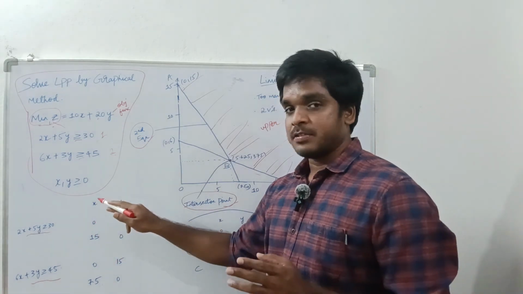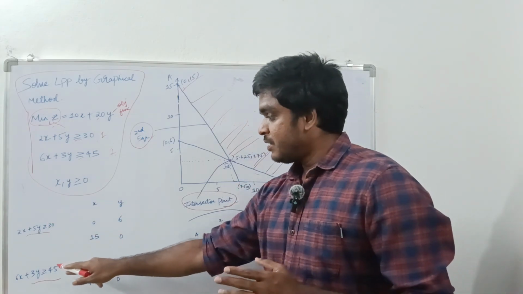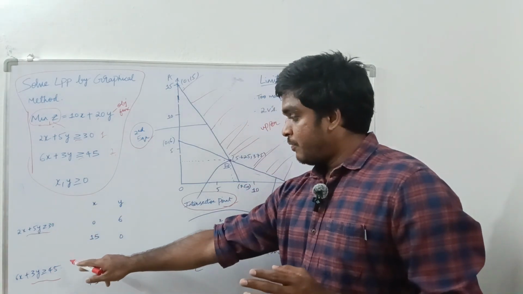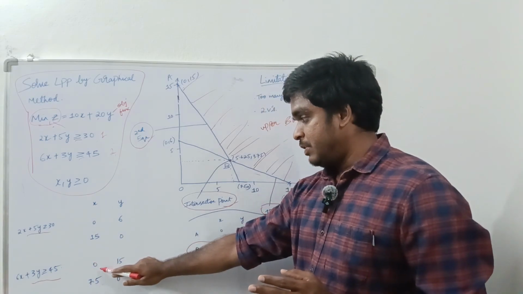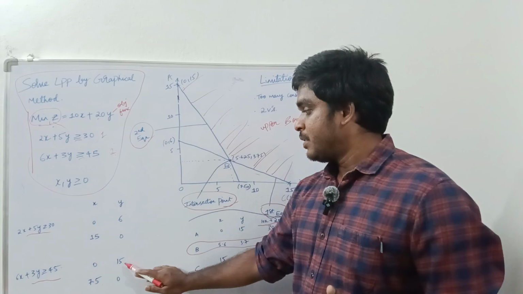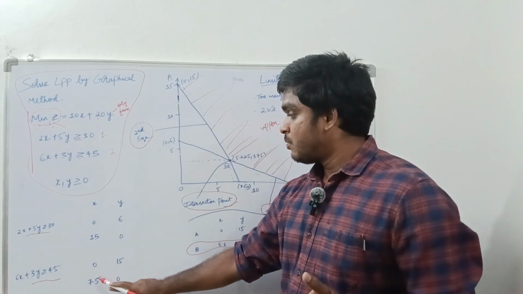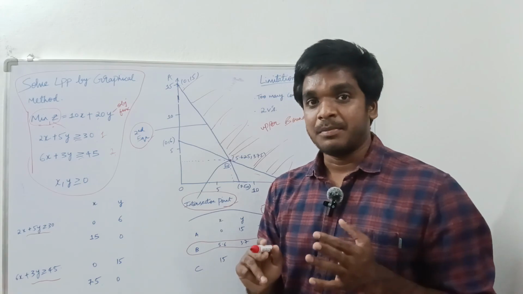Now the same process which you have followed for this equation has to be applied for the other equation. Now for this equation, substitute x is equal to 0. You get y is equal to 45 by 3, which is nothing but 15. Now substitute y is equal to 0 this time. You get x is equal to 45 by 6, which is nothing but 7.5.